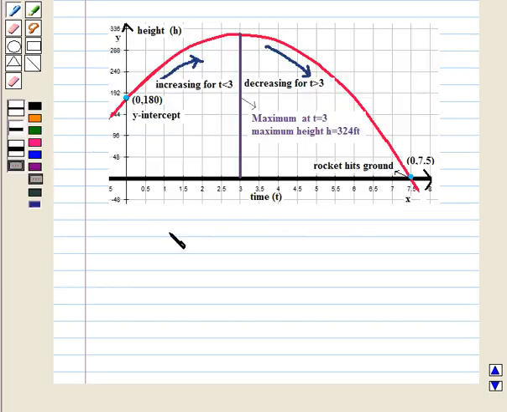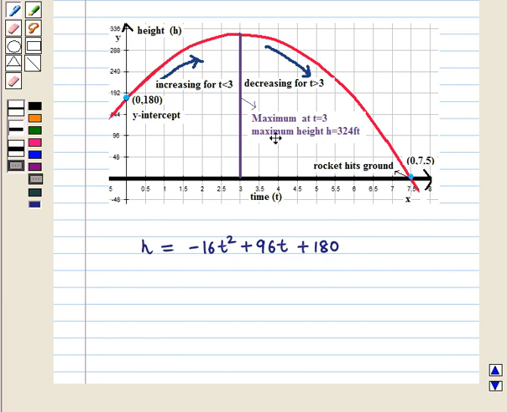Now let us see its graph. Now this is the graph of the function h is equal to minus 16 t square plus 96 t plus 180. This is a downward facing parabola. Clearly we can see the y-intercept is made at the point with coordinates 0, 180. Also we see that maximum height is reached at the vertex, and this height is 324 feet. Also we see that the curve is increasing for t less than 3 and decreasing for t greater than 3. And lastly we see that when h is equal to 0, then t is equal to 7.5. So the rocket hits the ground in 7.5 seconds.